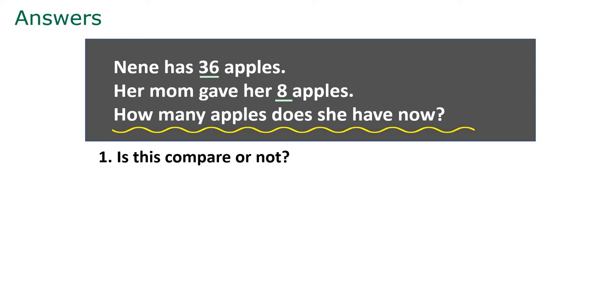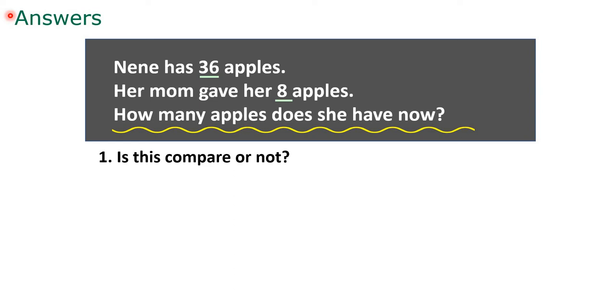Anna has 36 apples. Her mom gave her 8 apples. How many apples does she have now? Looking at the question, you must start by underlining the numbers and thereafter underline the question using a wavy line. Then learners will understand that a wavy line is used to underline a question and a straight line is used to underline the numbers. Then secondly, is this question a compare question or not?